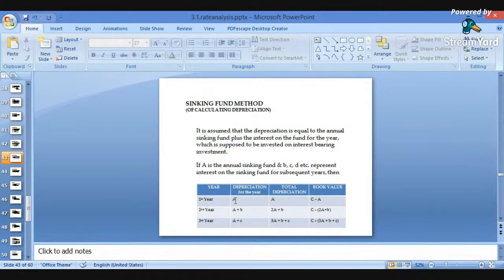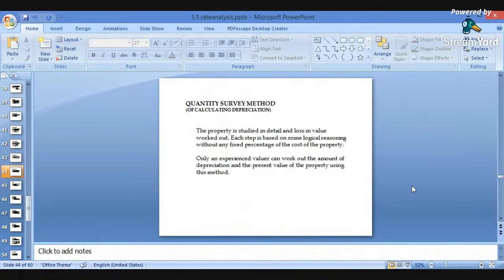Again, depreciation for the next year is the previous year plus B, so 2A plus B, and in the same way the value is the total cost minus (2A plus B). This is just the procedure to find out the sinking fund. While solving problems, the concepts will become clearer when we solve problems related to the sinking fund.